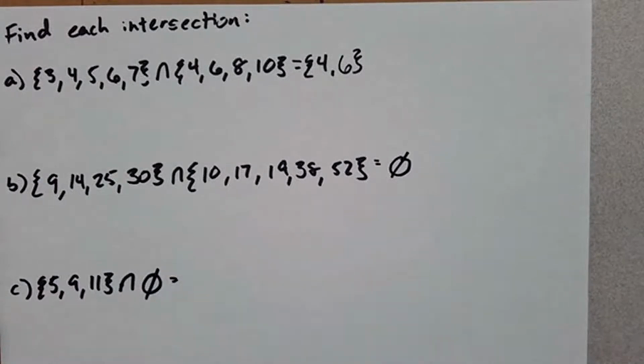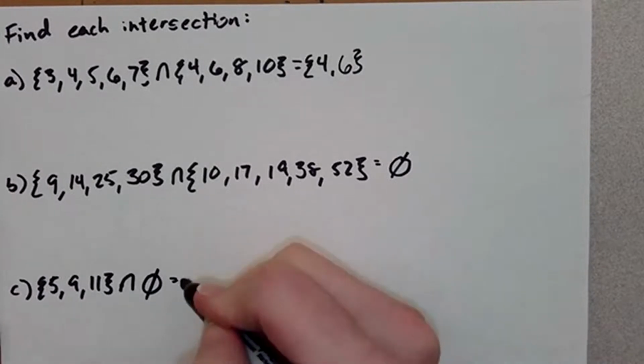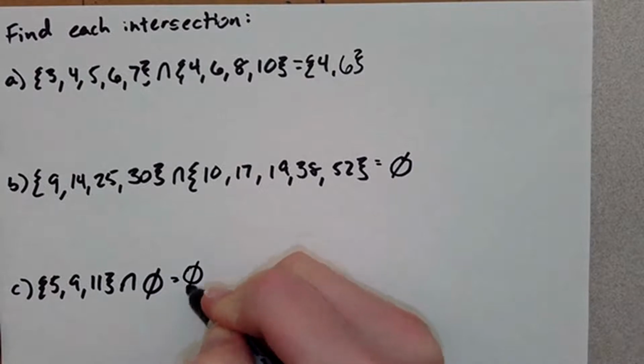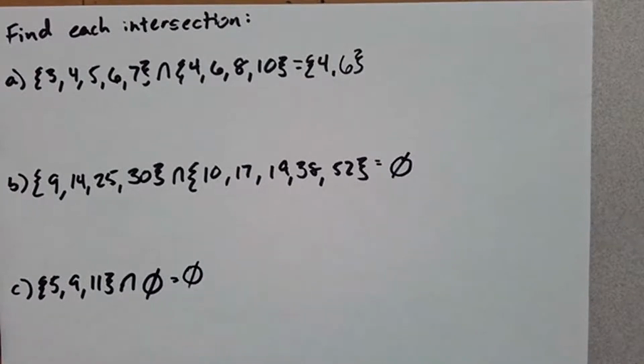Finally, we are given the intersection of the set that includes 5, 9, and 11 with the empty set. Well, there are no elements in the empty set, so any intersection with the empty set is itself the empty set. Moving on.